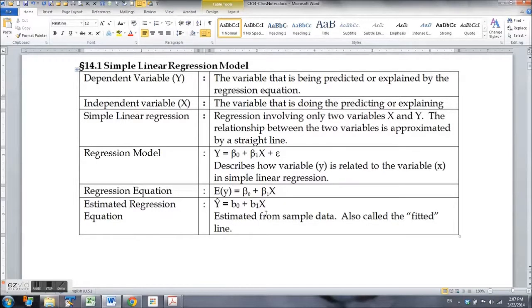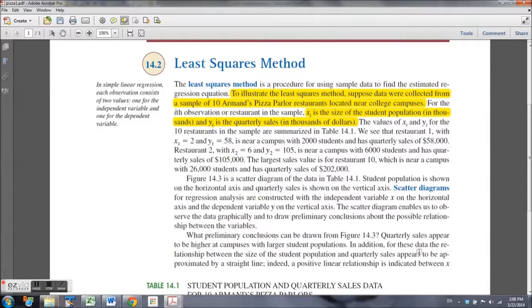If a value of x is given, say if x is 10, then we plug in 10, and if we know the value of b sub 0 and b sub 1, then we can calculate what y hat will be for x equal to 10. So y hat is the estimated value of y, and this line is often called a fitted line. Let's look at an example at this point. This example is from your textbook.